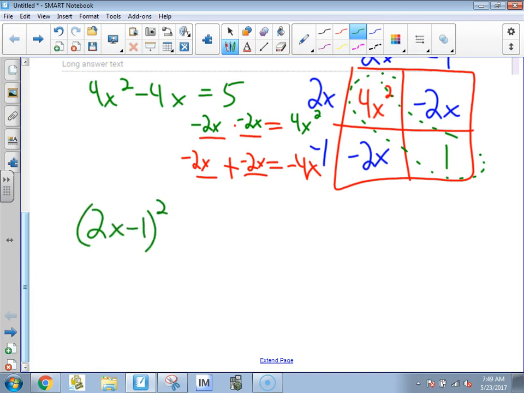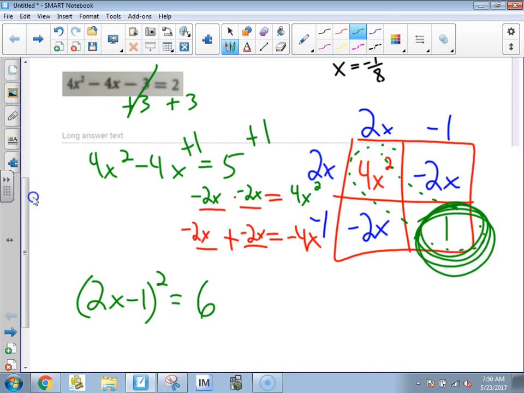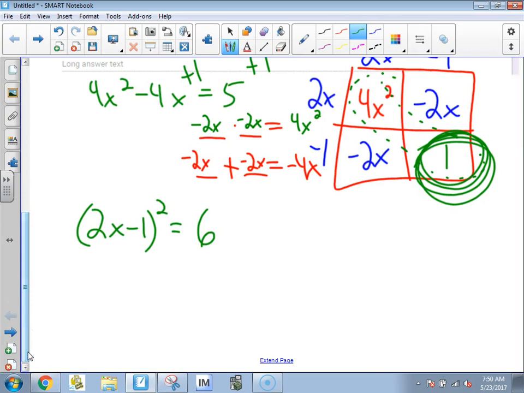One thing that we forgot to do, though, is if I have this 1 that I'm introducing to this entire equation, I have to add 1 to the left side and add 1 to the right side. So this number ends up being what I add to the left side and the right side. So this 2x minus 1 quantity squared equals what the right side is. 5 plus 1 is 6.